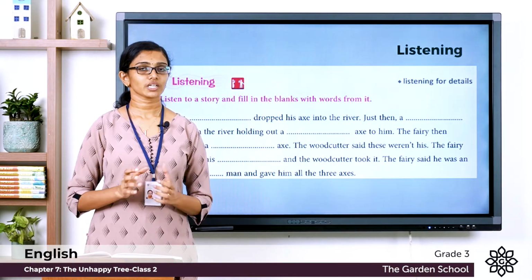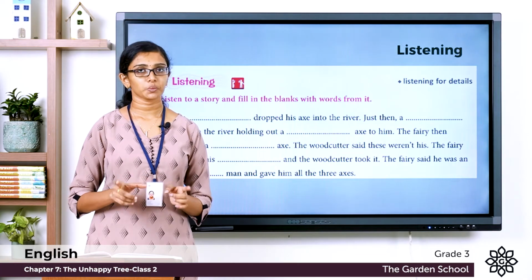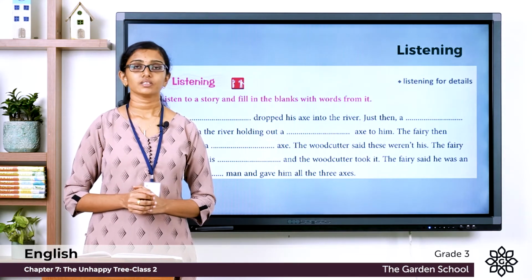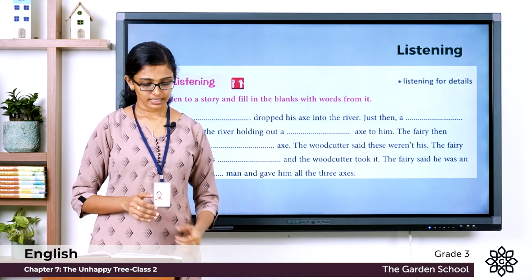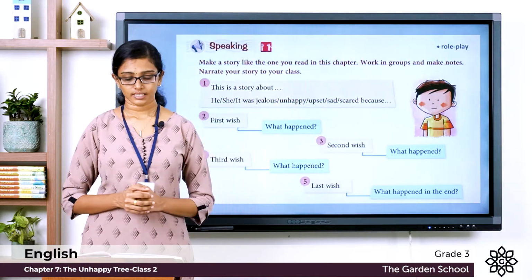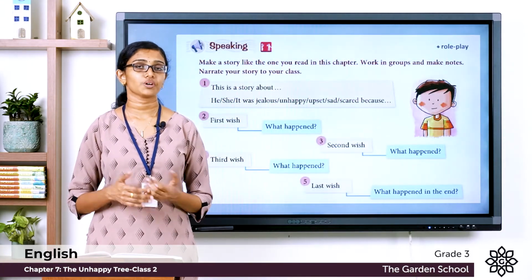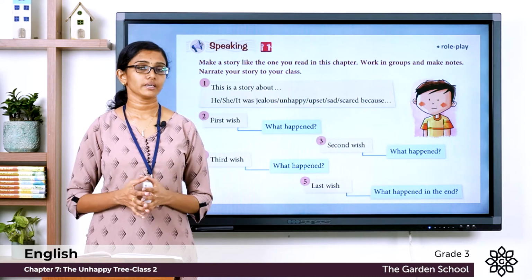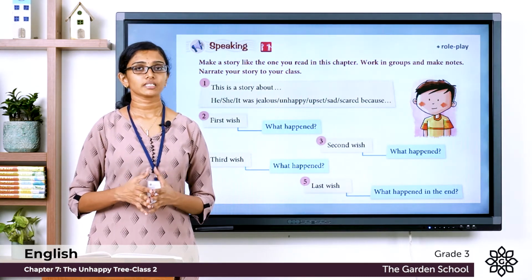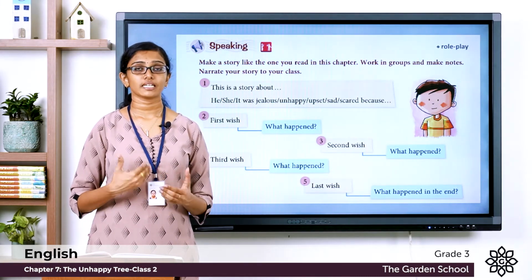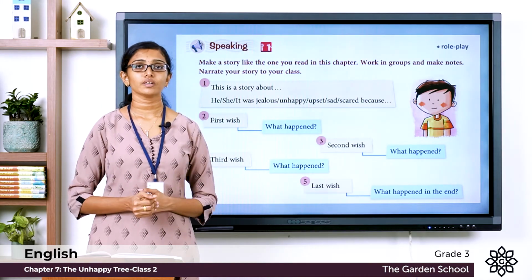Hope you listened to the story very carefully and you got all the proper words to fill up the blanks. Now, let's move on to the next section. It is the speaking exercise and it's about role play. And what do you mean by role play? Role play means that you're imagining that you're someone else. You're imitating the character and behavior of someone else.